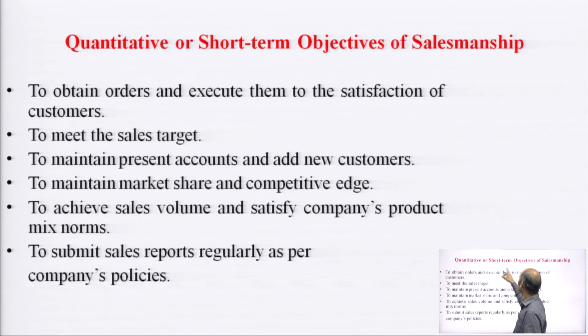Now, the quantitative or short term objective of salesmanship. You have to understand the short term objective: to obtain orders and execute them to the satisfaction of the customer. You have to get the order from the customer and satisfy them, so that they would be the happiest person in the entire world. Basically, your primary objective is to get orders from the customer and meet the sales target.